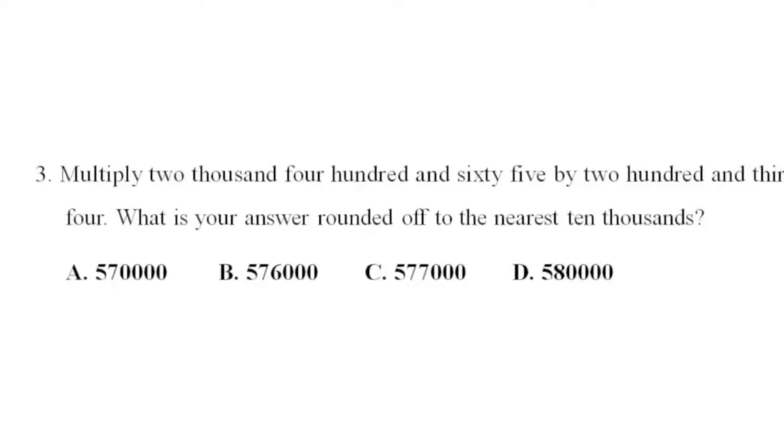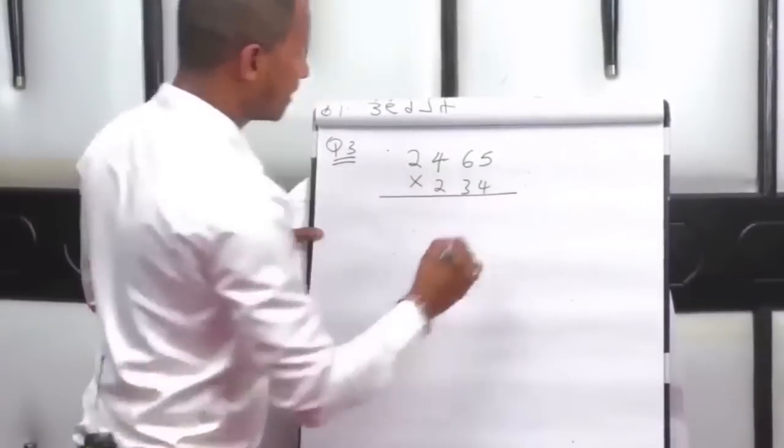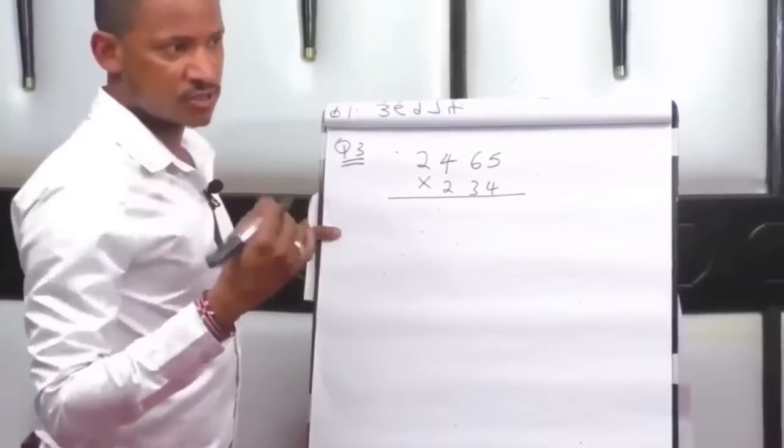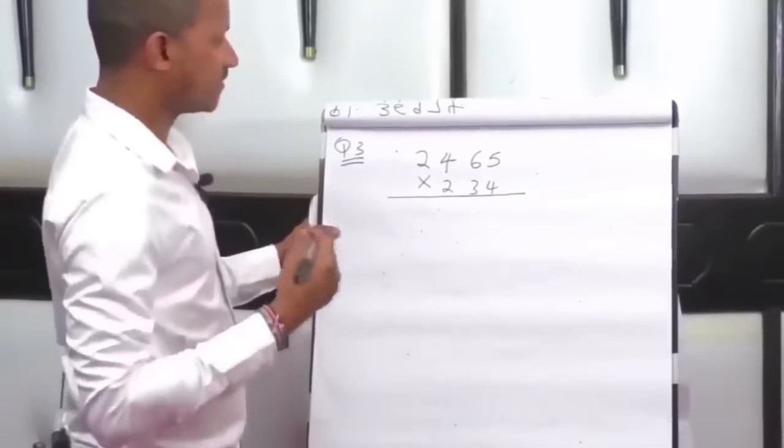So multiply 2,465 by 234. After multiplying, the question asks, what is your answer rounded off to the nearest 10,000s? That is rounding off. There's also an application in this. So first of all, you multiply this. In the multiplication, you need to be a little bit fast because you have many questions and there is no time. So you need to be slightly faster.